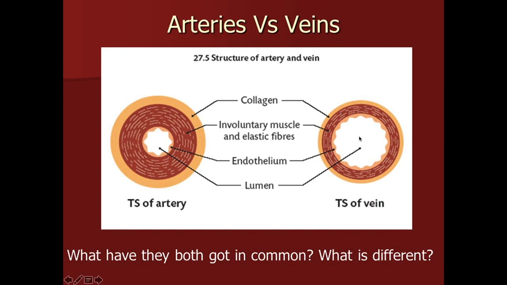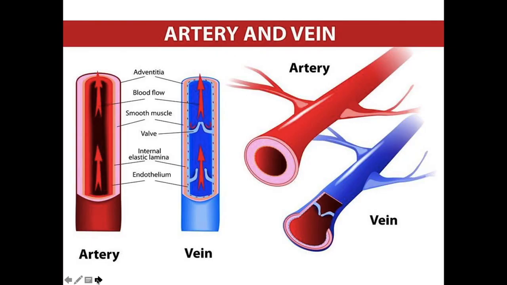Now, in order that the blood does not flow back, then what is there in the veins? The veins have valves, so that backflow of the blood is prevented. So this is how the arteries and the veins look like. The blood is flowing over here, but to prevent the backflow, we have got valves over here. So blood is flowing here.